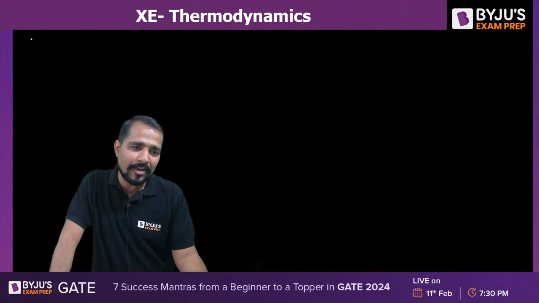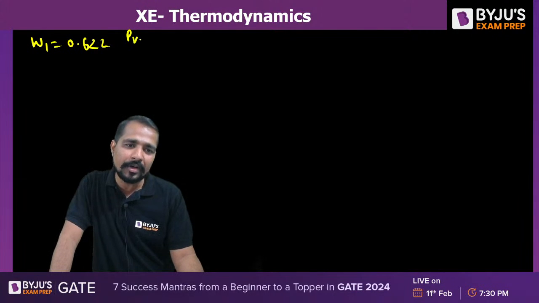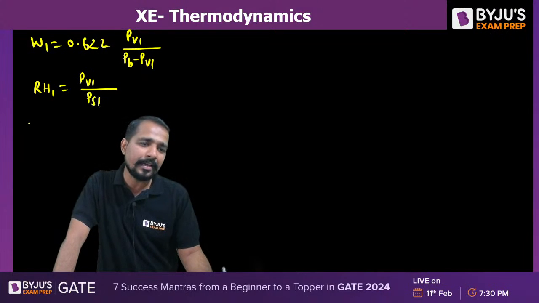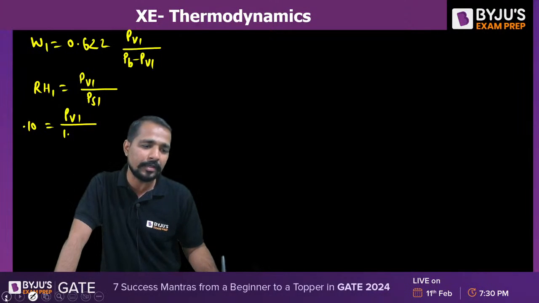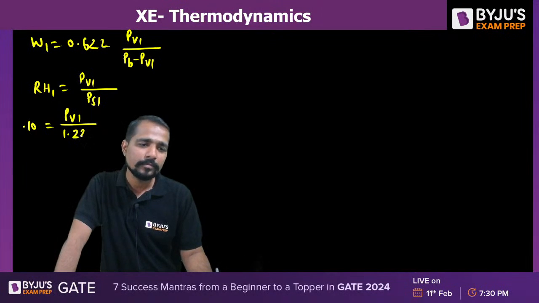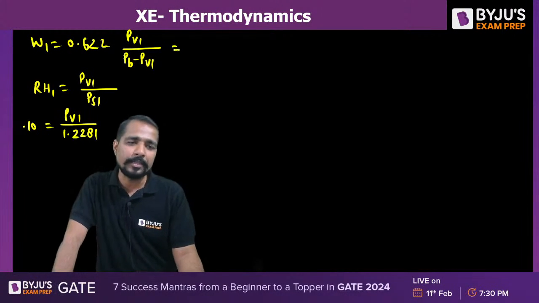So in this case, if I write what is W1, that is 0.622 PV1 divided by P minus PV1, my dear. But again from here, what is the value of this RH1? That will be equal to PV1 divided by PS1. RH is equal to 10%, 0.1. PV1 I need to know, and PS1 is equal to, how much? 1.2281. You will substitute all these values here. You will get the W1.